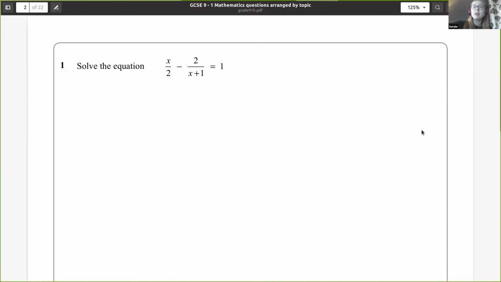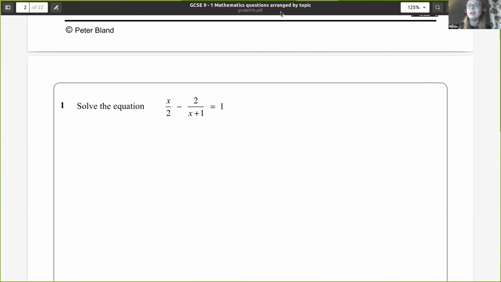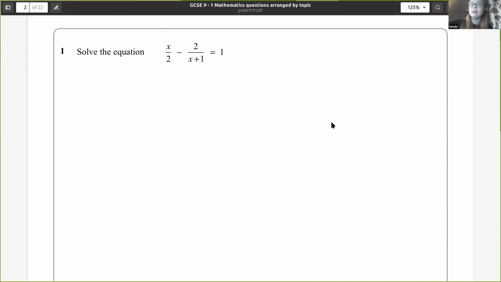So we're basically going to times, oh gosh, I've done it again. I'm managing to annotate without putting the annotation on. I feel like that's going to become my catchphrase. So we're going to times both sides of the equation by 2x plus 1.